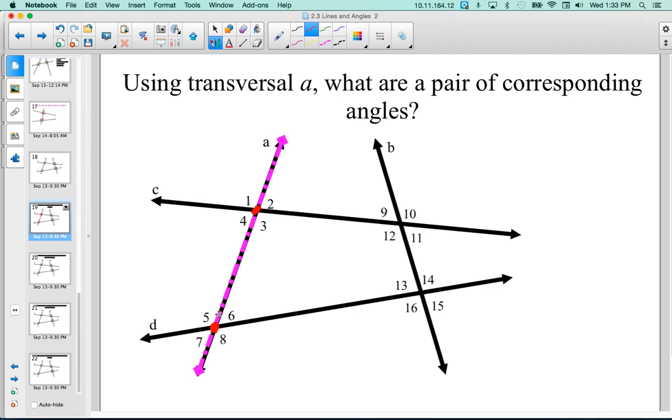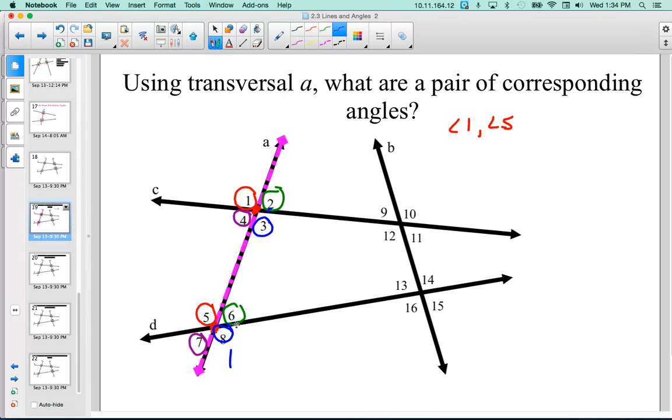But I need a pair of corresponding angles. Just one. It doesn't matter. There's four different pairs of corresponding angles. I'm just going to pick one. Angle 1, that's up and to the left from my intersection. Up and to the left is angle 5. So angle 1 and angle 5 would be a pair of corresponding angles. Now again, I could keep going with this. Up and right, angle 2 and angle 6 are a pair of corresponding angles. Angle 4 and angle 7. And lastly, 3 and 8.